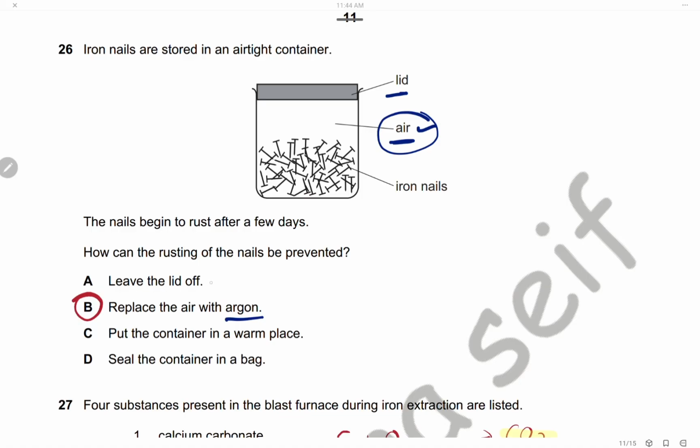Of course, leaving the lid off is wrong. Putting the container in a warmer place will increase rusting. Sealing the container in a bag will do nothing to the air inside the container.